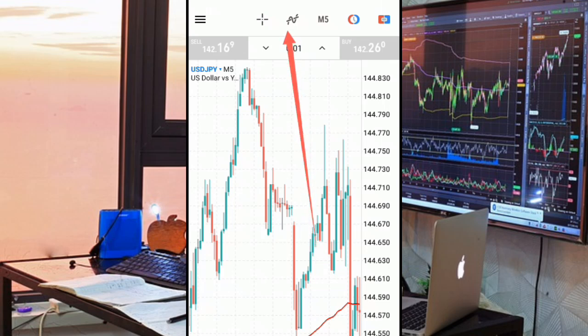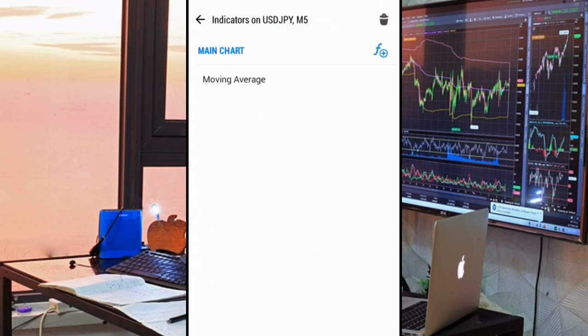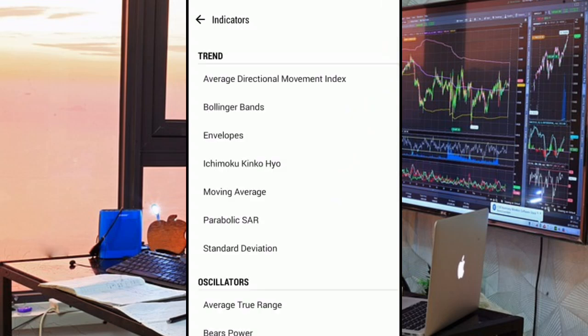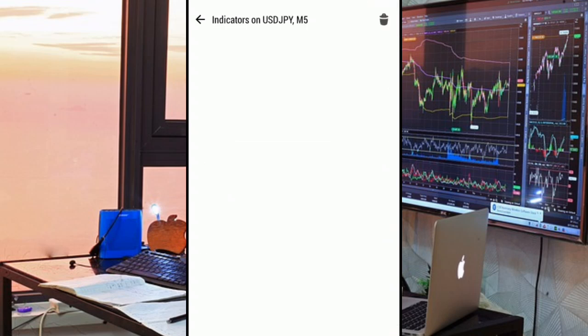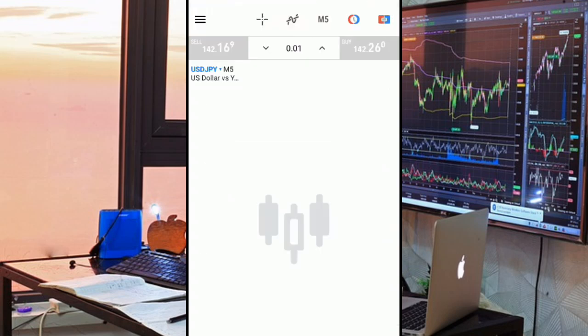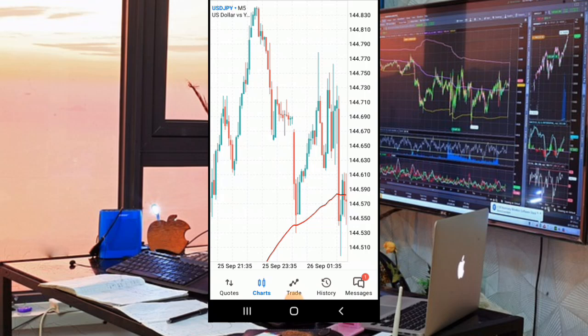We're just going to click on that button over here, and you're just going to click this function here, and the moving average is just right over here, and enter period 100, shift 0, method exponential, apply to close, 3 pixel red. That is how simple this thing is. Then you click save, and now you have your moving average on the chart.